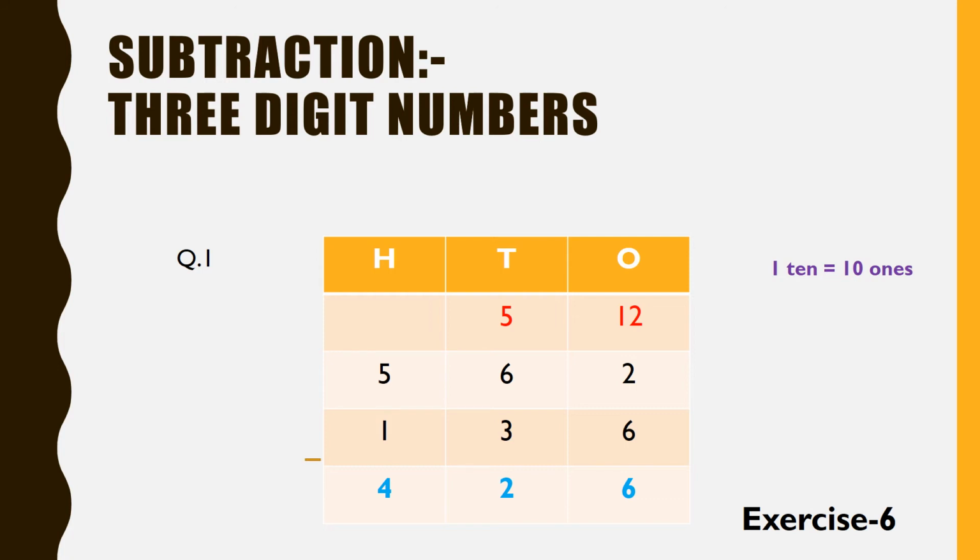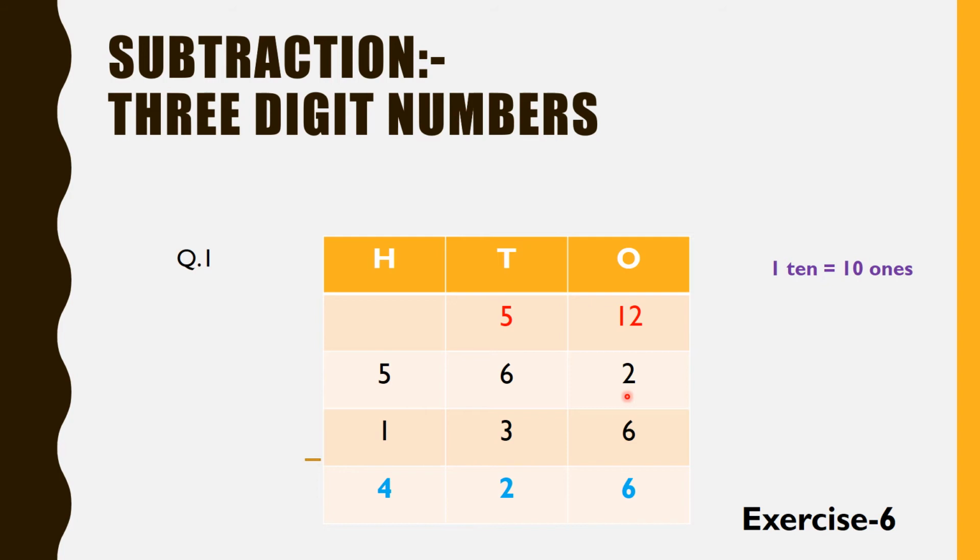On this slide, we are going to see the subtraction of three-digit numbers. Here we have considered the first example from exercise number 6 of the chapter Subtraction, that is 562 minus 136. Now, in this example also, first we have to observe the values which are present on the ones place. Those are 2 and 6. Okay, now 2 is less than 6. So therefore we cannot take away 6 from 2, right?